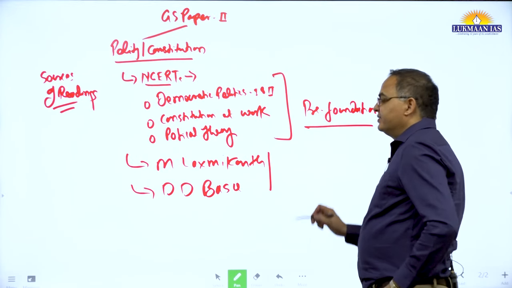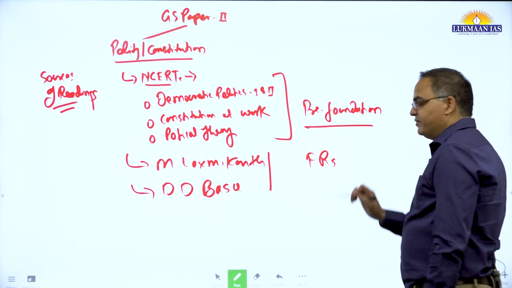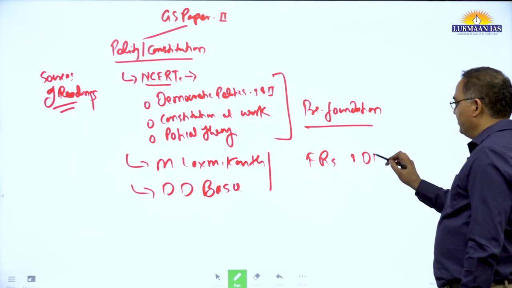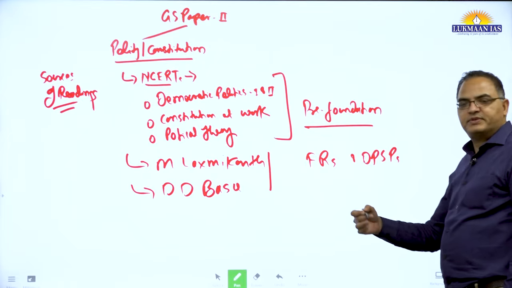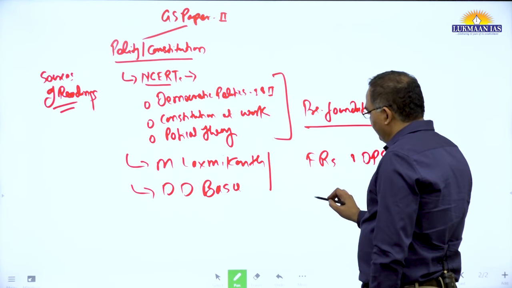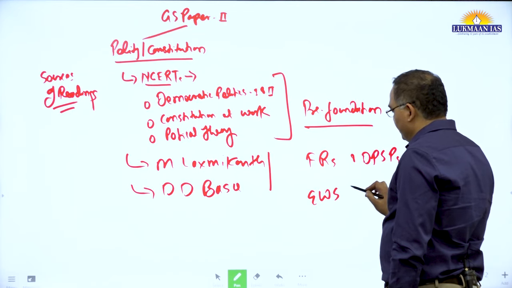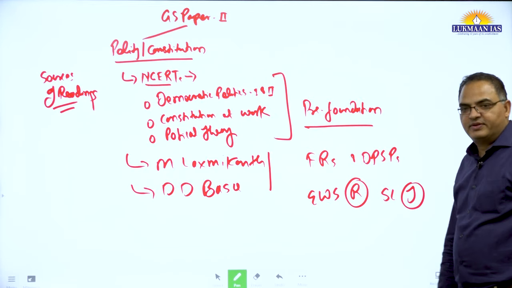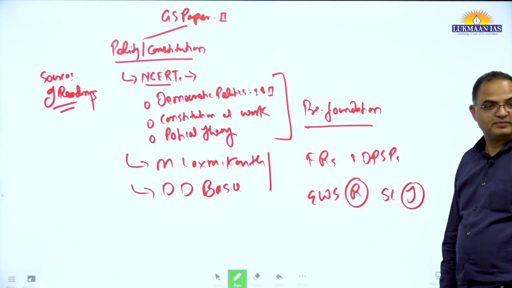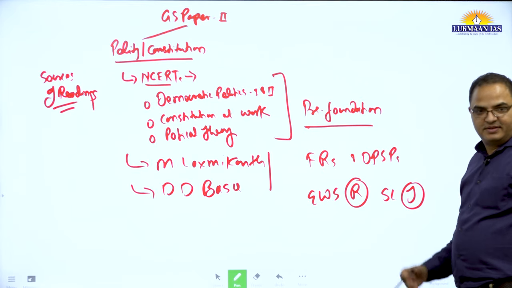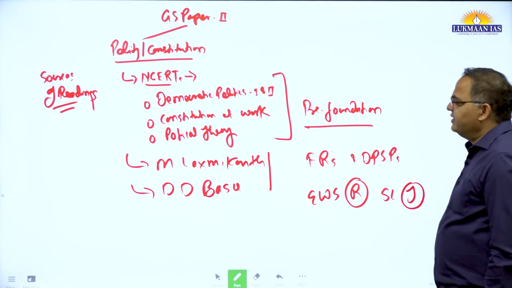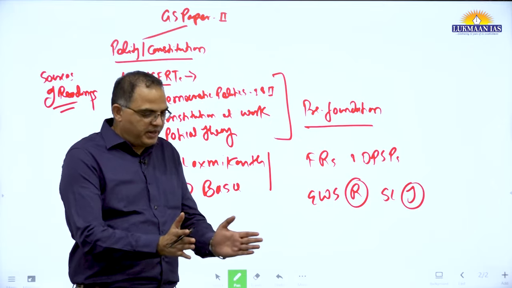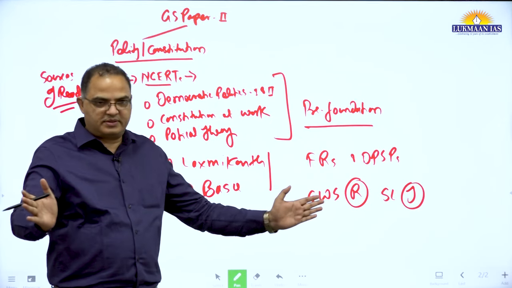Suppose you have to write on fundamental rights, you have to understand them. They can help you understand fundamental rights, DPSPs, federal polity. But suppose we already have EWS reservation and a Supreme Court judgment, they will not help on them, isn't it? Plus, there are so many developments which keep happening, and on that basis your topics get broadened.